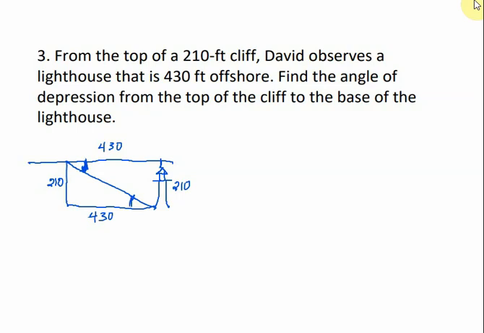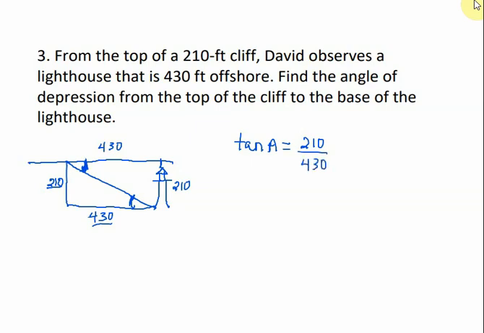All right, so if we're looking for this angle and we have these two parts, this would be the opposite side and this would be the adjacent side. So again, what trig function deals with opposite and adjacent? It would be tangent. So if I'm looking for the angle, the tangent of, we'll just say A, is equal to the opposite, which is 210, over the adjacent, which is 430.